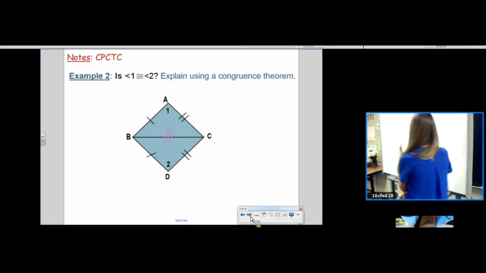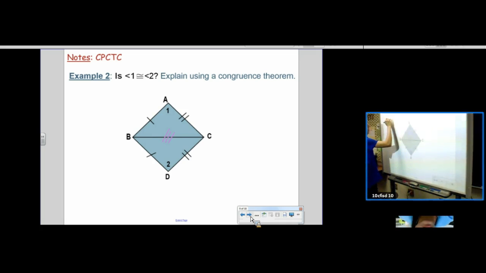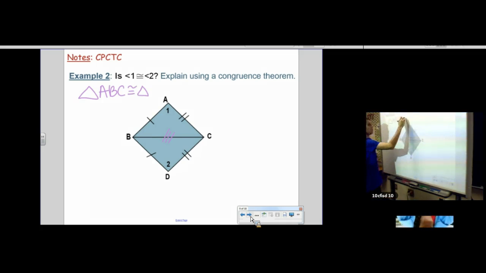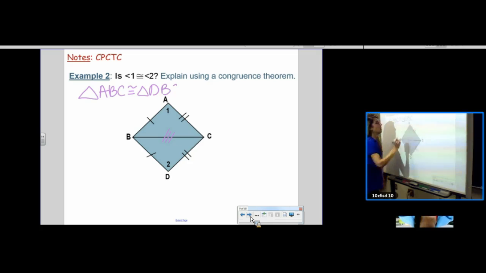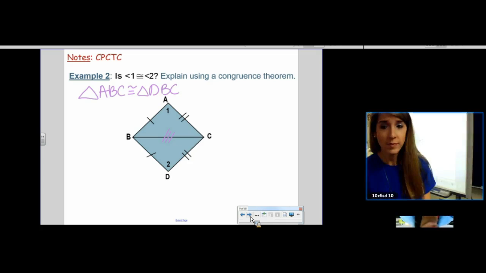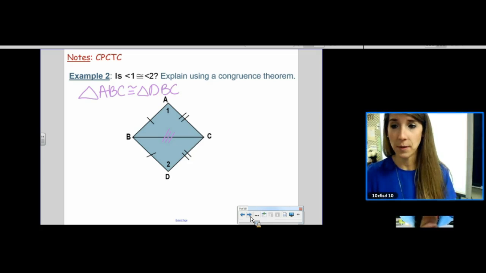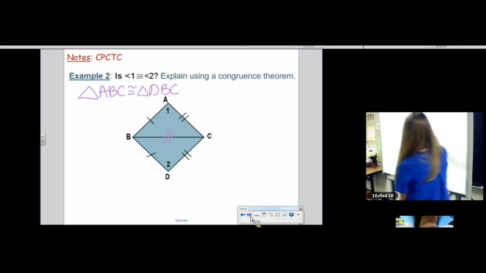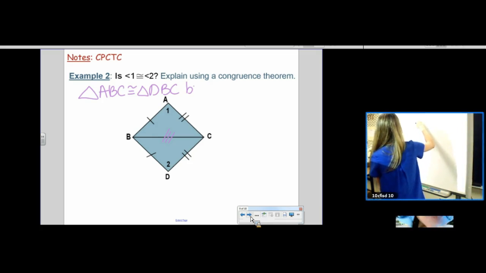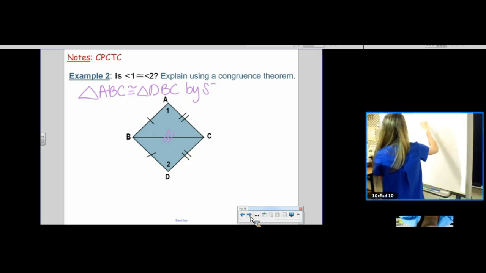Now we can make a statement. We can say triangle ABC is congruent to triangle DBC. Does the order matter? Absolutely matters. You have to write it in the right order. Then we say why. They're congruent by side, side, side.